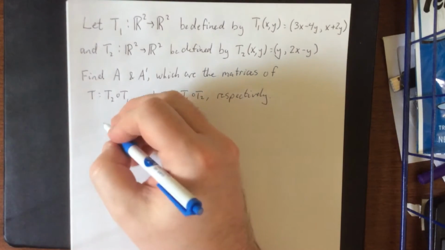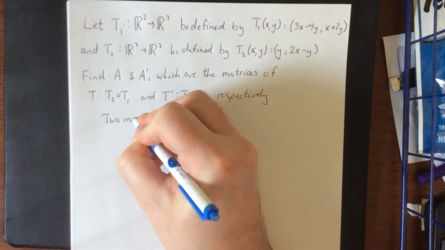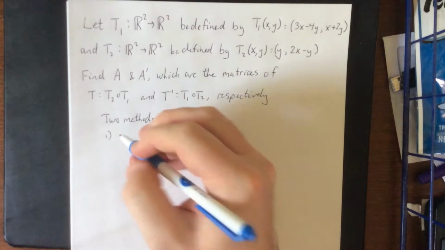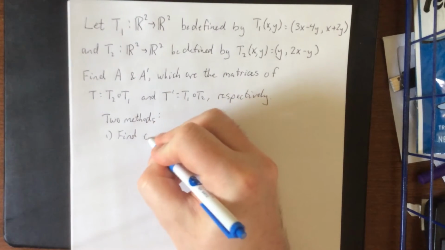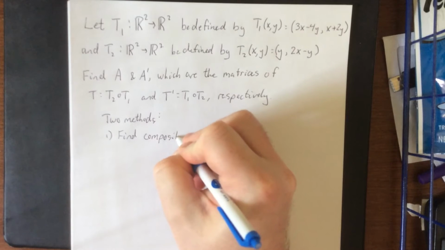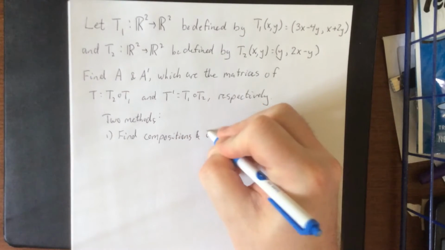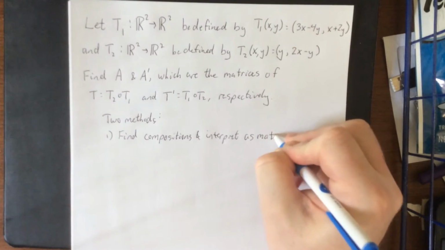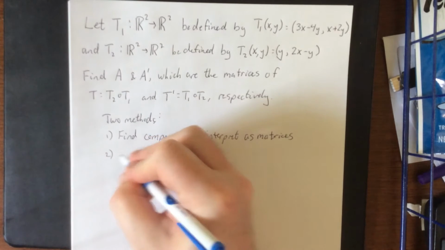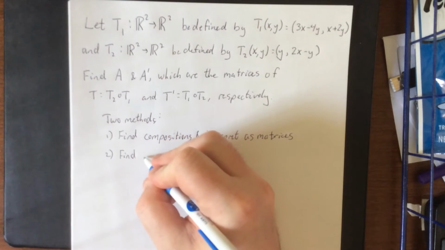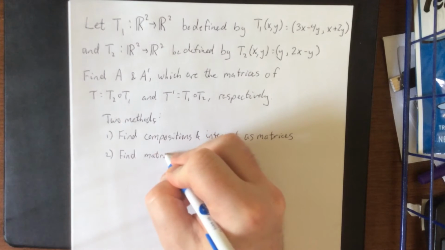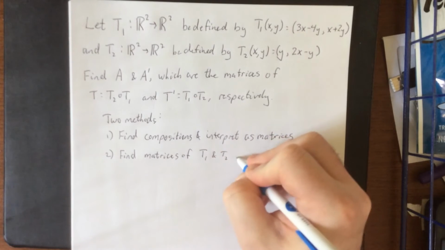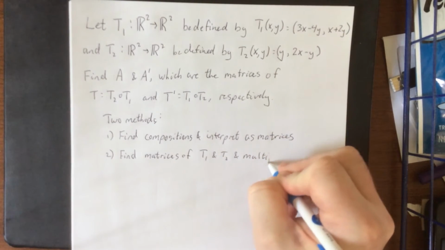Now, there are two methods for this, and we're going to discuss both. So the first one would be to actually find the compositions and interpret them as matrices. The other thing that we could do is find the matrices of T1 and T2 and multiply in the appropriate order.